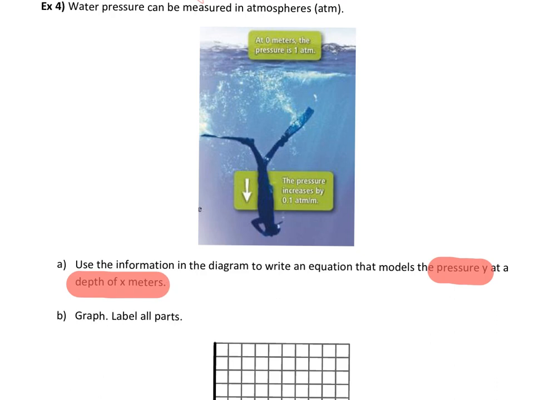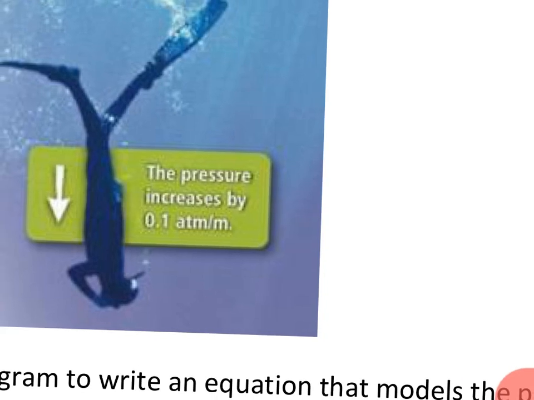Okay, so let's go ahead and look at this picture here. Let's start with this top guy. It says at 0 meters, the pressure is 1. This bottom guy says the pressure increases by 0.1 atm per meter. Now, we have talked about how when we see that 0.1 atm per meter, this would be your slope. So m will equal 0.1.